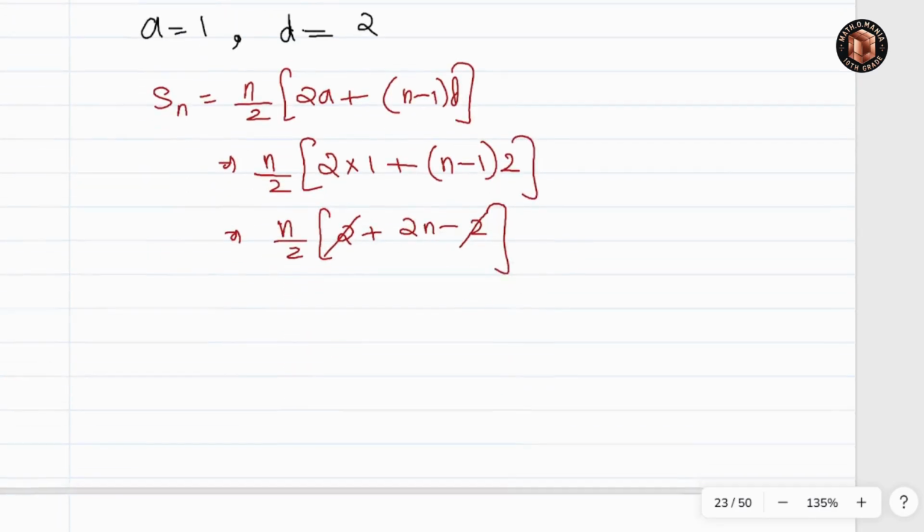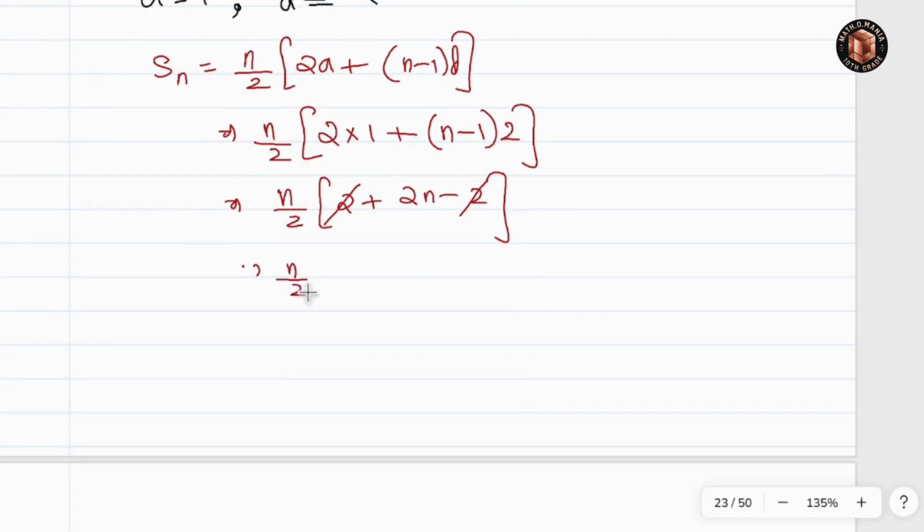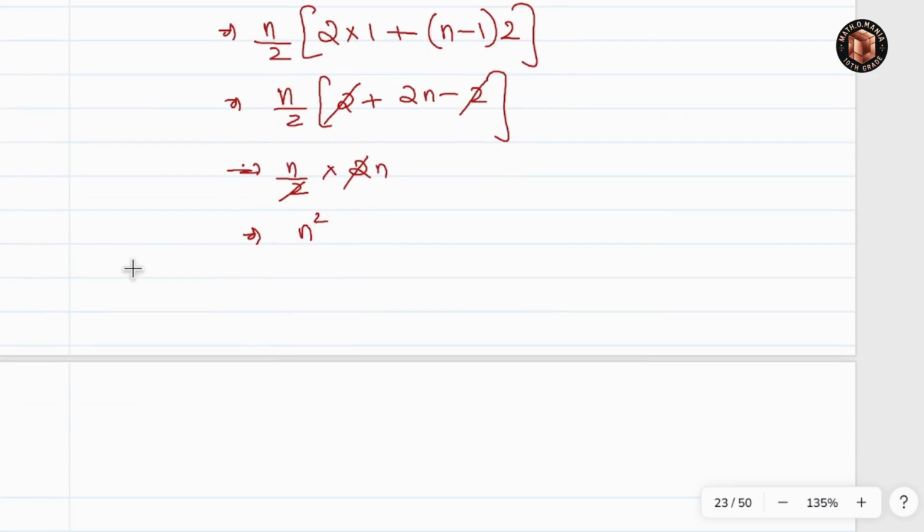This 2 and this 2 will get cancelled. That is equal to n by 2 into what? Into 2n. This 2 and this 2 will get cancelled, so I will get n square, right? This is the value we were finding. Therefore, Sn equal to how much? Sn equal to n square.